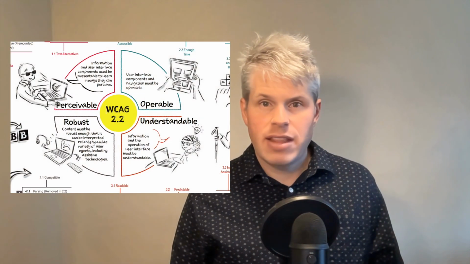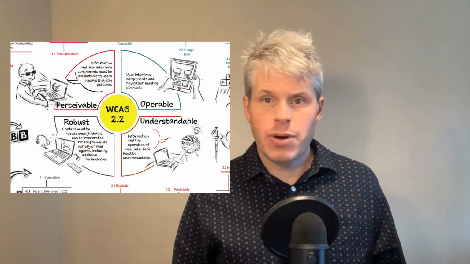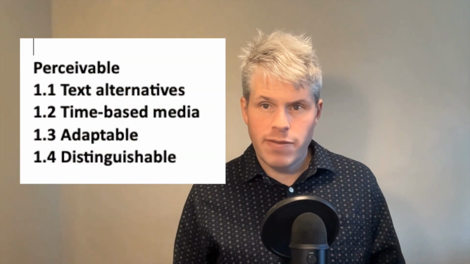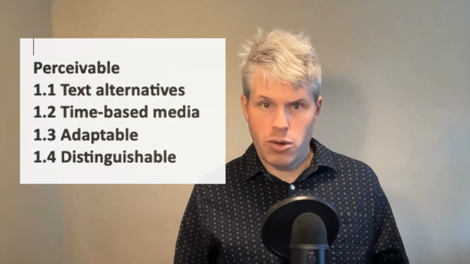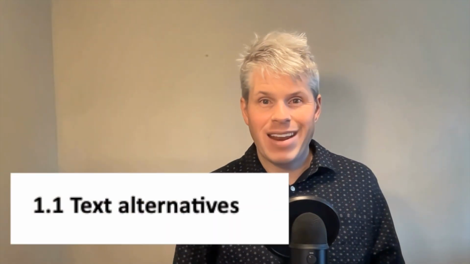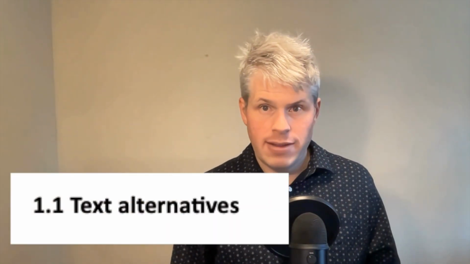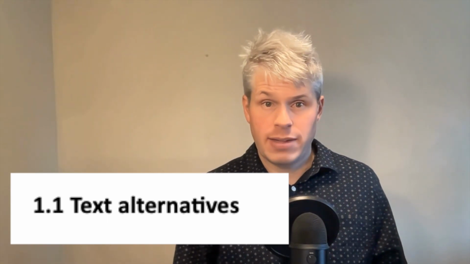Now that we understand the POUR principles, let's dive a little deeper into what the WCAG standards are and what it means to be WCAG compliant. The 4 POUR principles are further divided into 13 guidelines. Under perceivable, we have text alternatives, time-based media, adaptable, and distinguishable. Text alternatives gives us guidance on how to deal with visual content and provide alternatives for non-text content.